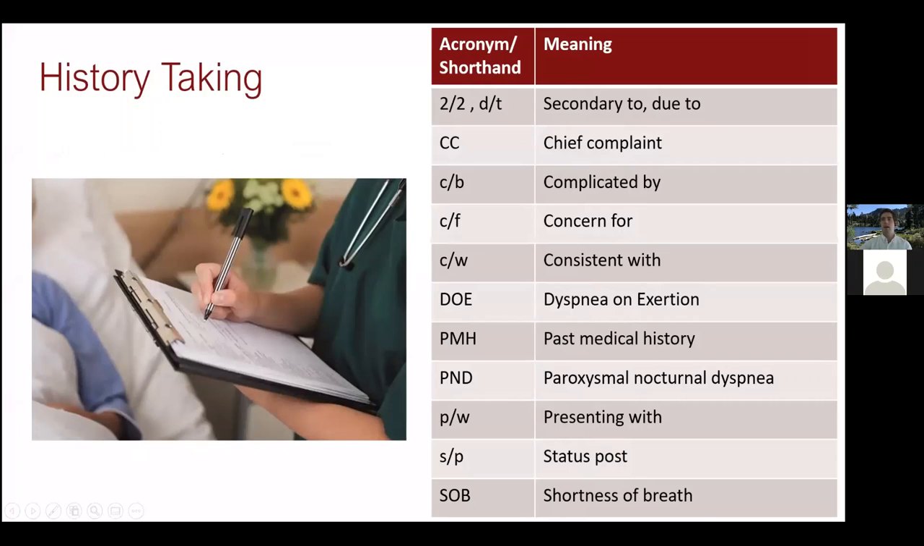We also use medical acronyms in history taking to provide that shorthand so that we're not writing out a crazy amount of words. Good examples of this are secondary to or due to, which provide information as far as what's causing the central problem, the chief complaint. And then we have a series of C/slashes: complicated by, concerned for, consistent with. Other things that you'll commonly see: past medical history, and dyspnea on exertion is used all the time. You'll also see PND, which is paroxysmal nocturnal dyspnea, which correlates with CHF. Paroxysmal nocturnal dyspnea is a condition where when you're lying down during nighttime, you'll occasionally wake up feeling short of breath.